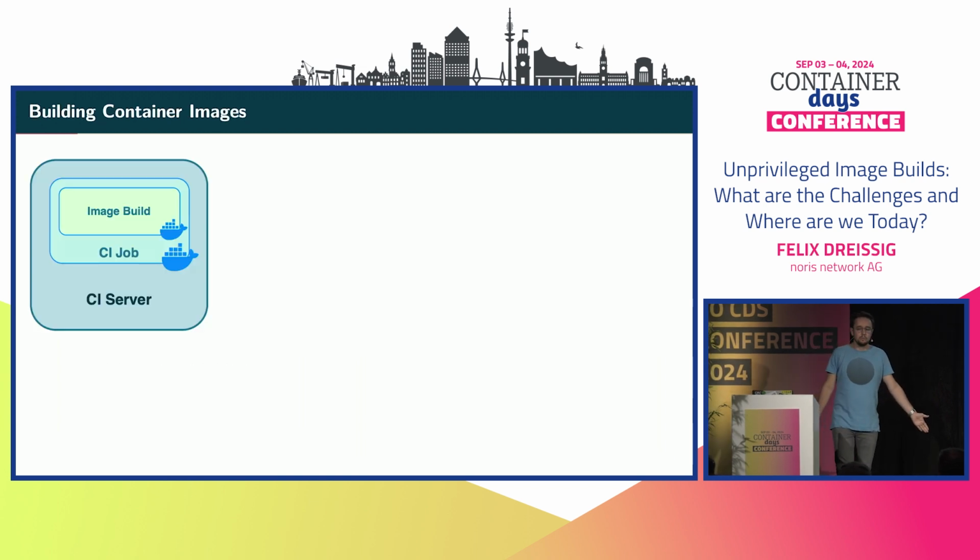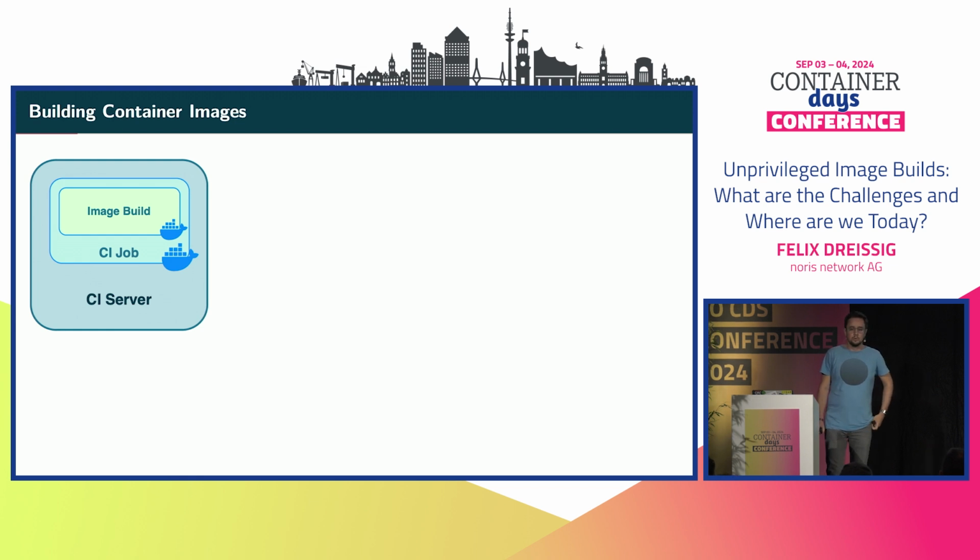OK, so this is all nice. But now you don't just want to build and test your applications. You also want to build container images. And ideally, what you want to have is this, right? You just want to have the CI server. You want the CI job as a container on it. And then within that, in a nested fashion, you want to build your new container image. However, for reasons we'll get into, this is not really possible easily.